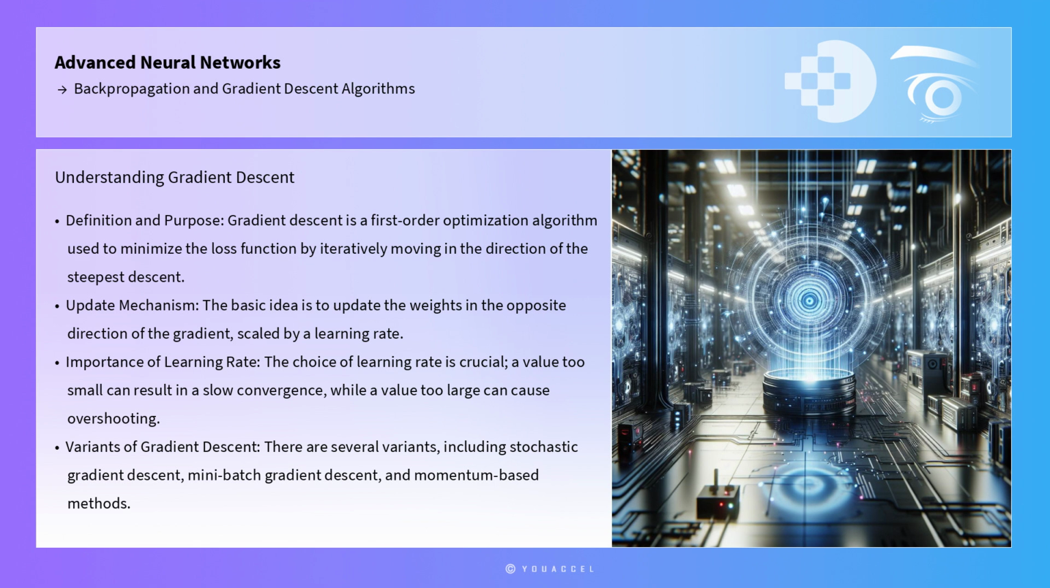A value too small can result in a slow convergence, while a value too large can cause the algorithm to overshoot the optimal solution. There are several variants of gradient descent, including stochastic gradient descent, mini-batch gradient descent, and momentum-based methods, each offering different trade-offs between convergence speed and computational efficiency.